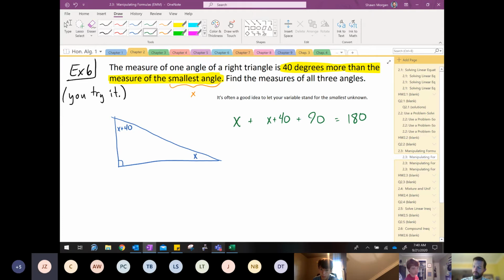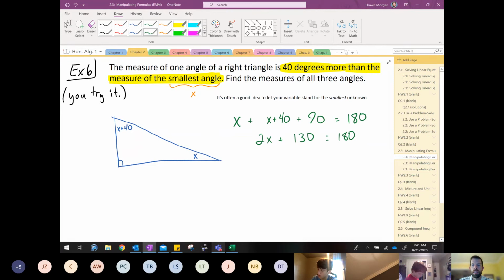Subtract 90 from both sides. Before you subtract 90, I want you to combine like terms on that left-hand side, please. You can combine 40 and 90 to 130. Good. What else can you combine? X and X to 2X. Perfect. So now we've got a two-step process to solve for the X variable there.